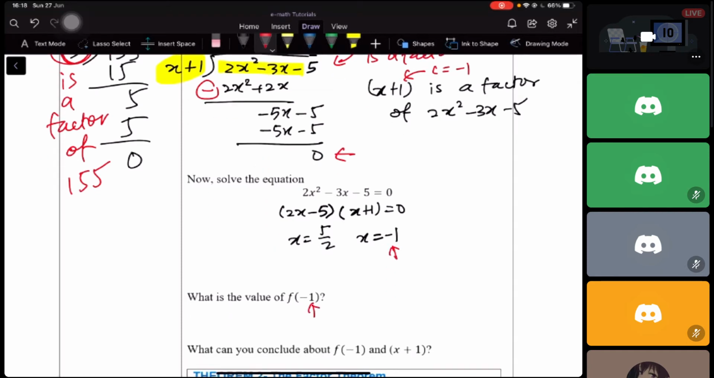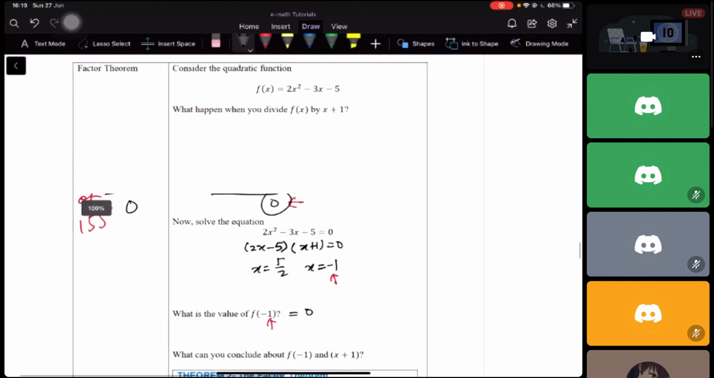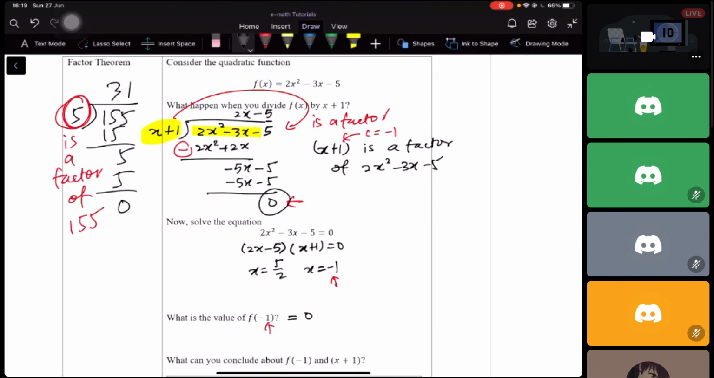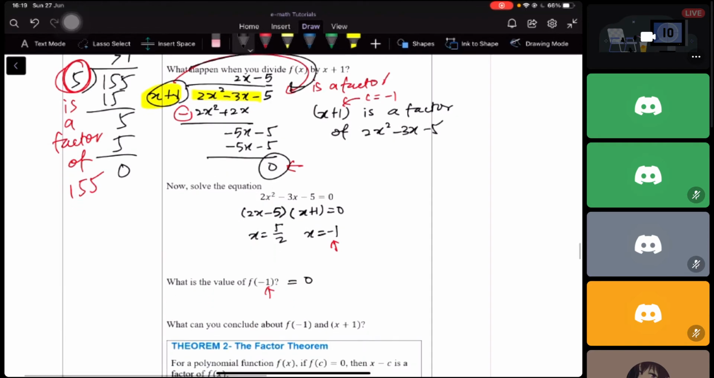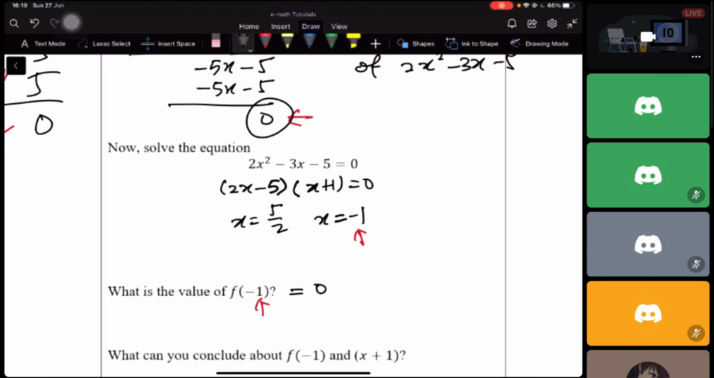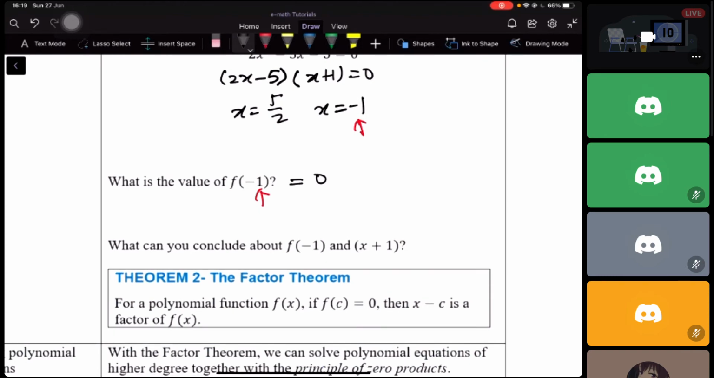f(c) is the remainder. What is your remainder? 0. So that's why, for me, I remember the factor theorem as a special case of the remainder theorem where the remainder equals 0. One more time: you do a long division, you get 0 in your remainder, which means this thing here is a factor of the function. If that is a factor of the function, your f(c) must equal 0. And sometimes people call it the zeros of the function. And this is your factor theorem: if f(c) equals 0, then x minus c is a factor of f.